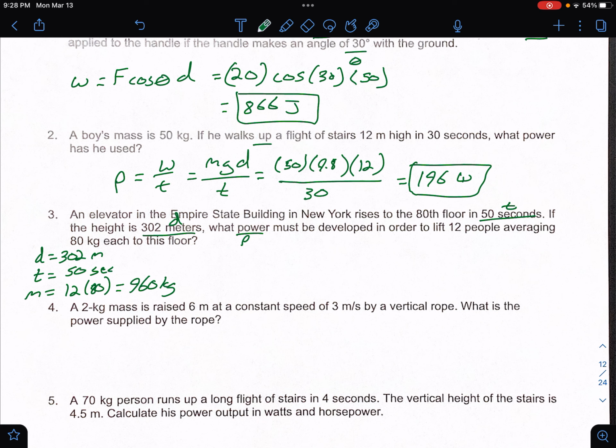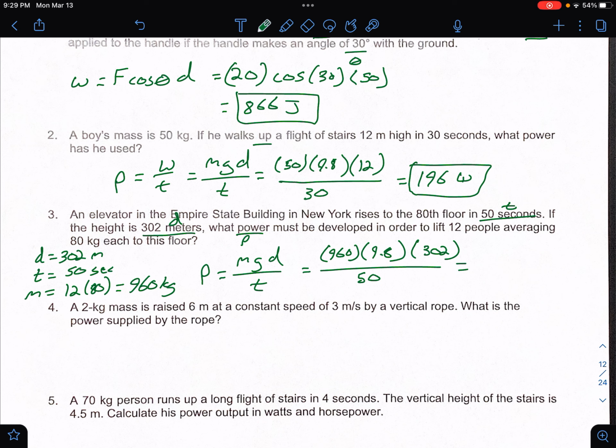So I'm looking for power. Okay, so I'm going up. Remember what we did. Power is work divided by time, but since we're going up, power equals mass times gravity times distance over time. My mass would be 960. Gravity is 9.8. Distance is 302 meters. And time, it took 50 seconds.